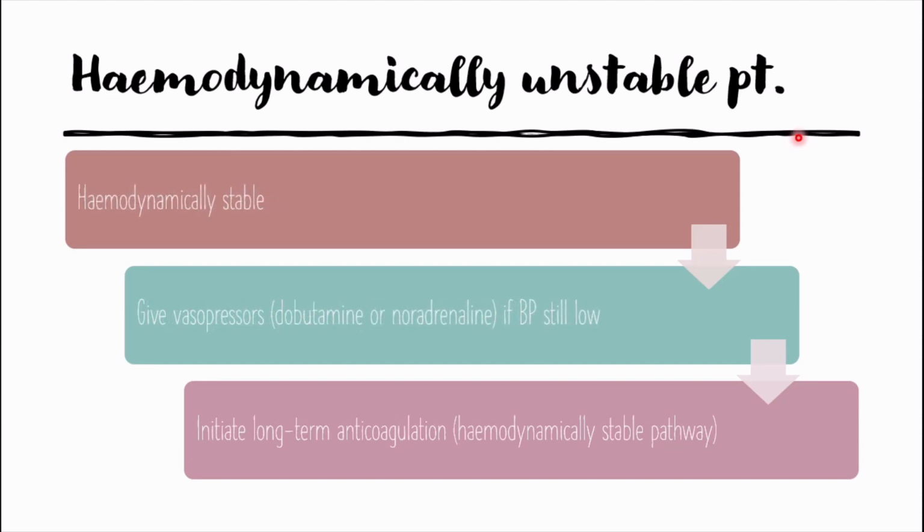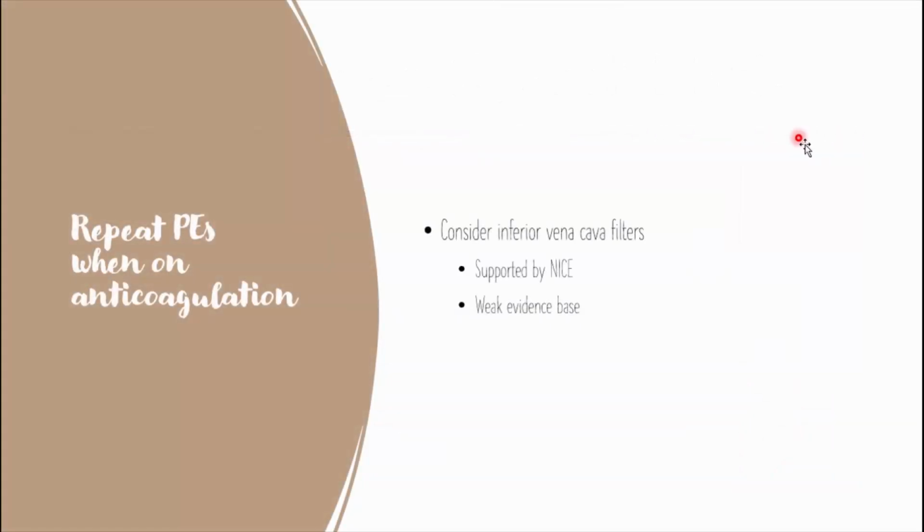If the patient had become hemodynamically stable, but they still had a low blood pressure, you could give vasopressors such as dobutamine or noradrenaline, and then initiate the long-term anticoagulation pathway. If the patient is having repeat pulmonary emboli when they are on anticoagulation therapy, you should consider implanting an inferior vena cava filter. This is supported by NICE, however, be aware that there is a weak evidence base for the filter.